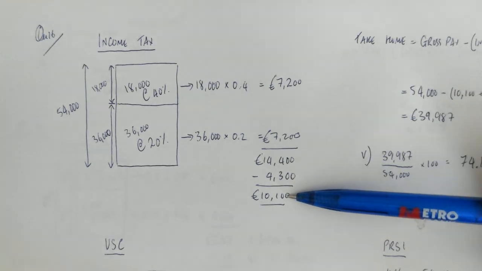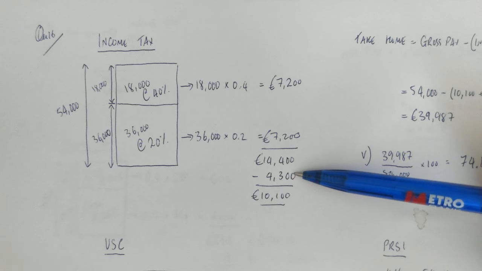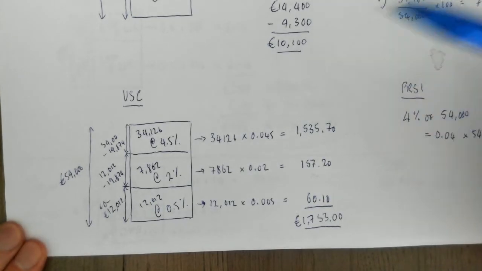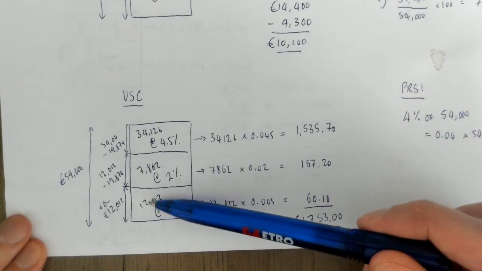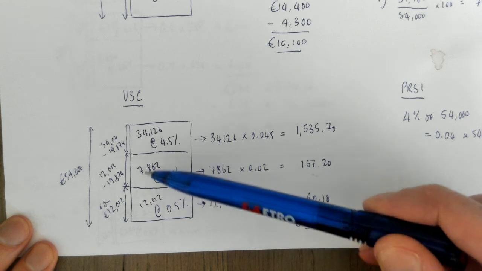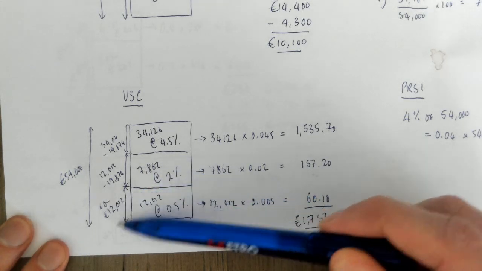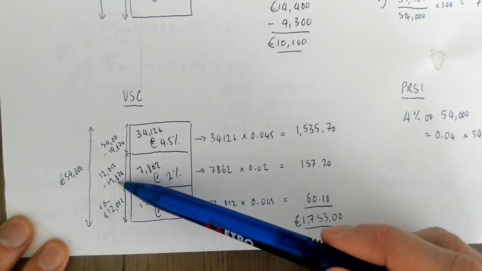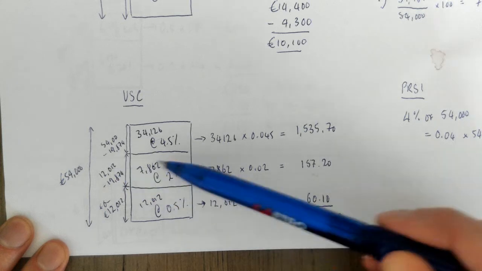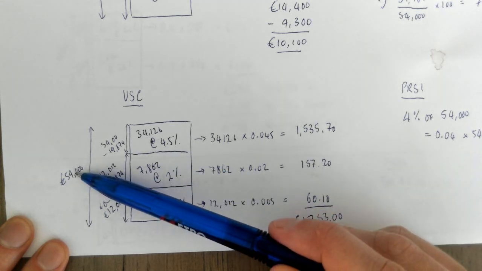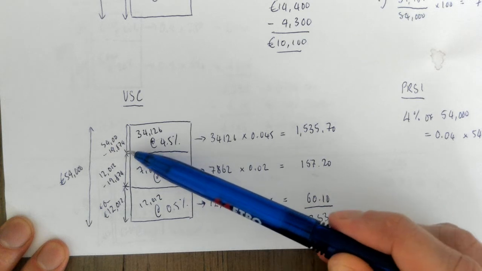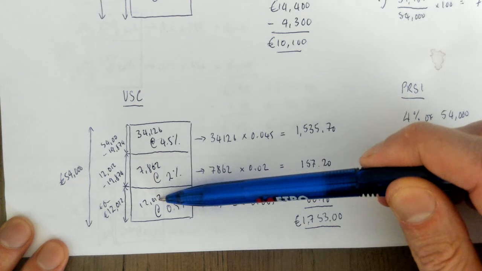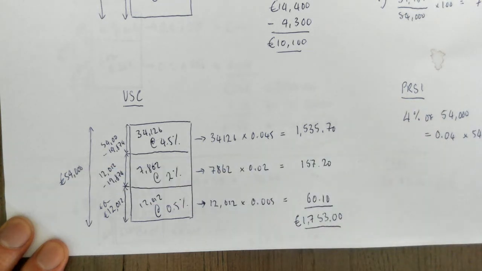10,100. That's given in the question, isn't it? A tax credit. Similar to the last question, here's the USC table, or block diagram as I call mine. Right, so let's check this now. 12,012 is the first part, at 0.5%. Then 7,862, which is 19,874 take away 12,012. And then the overall earning, take away 19,874, is 34,126. So this plus this gives me 54,000.